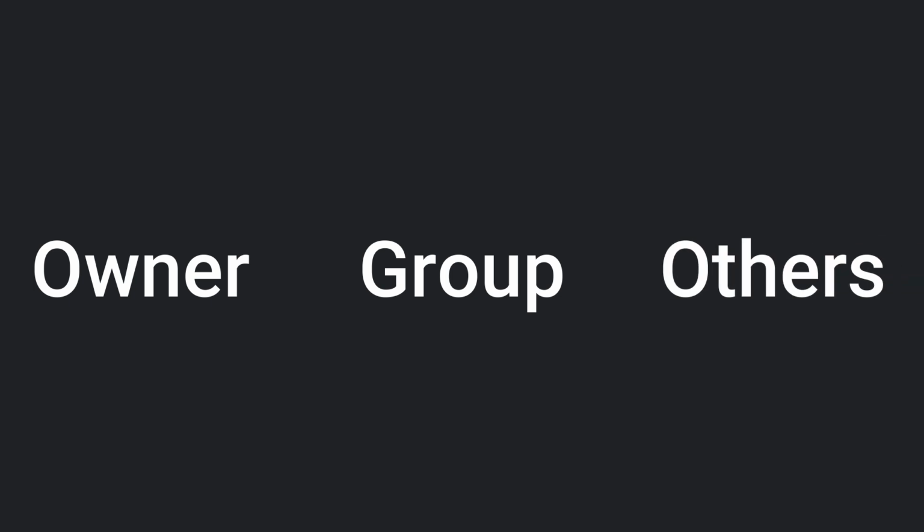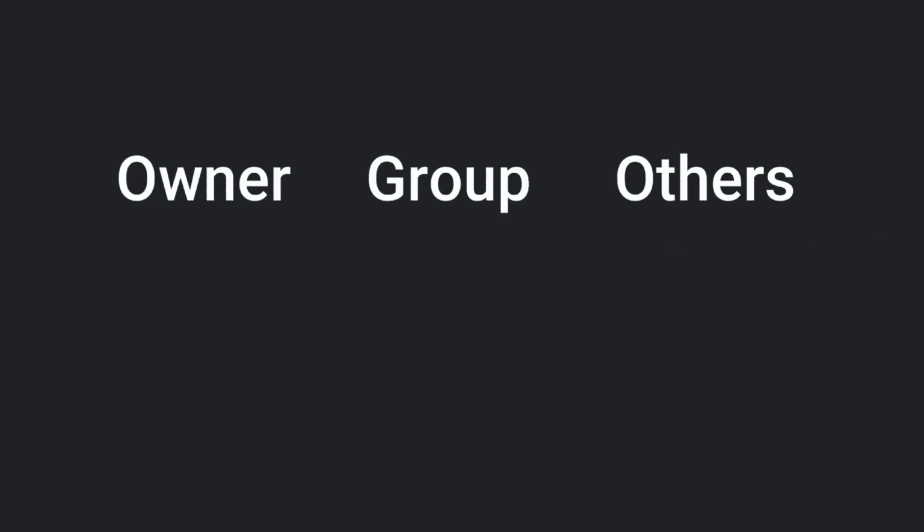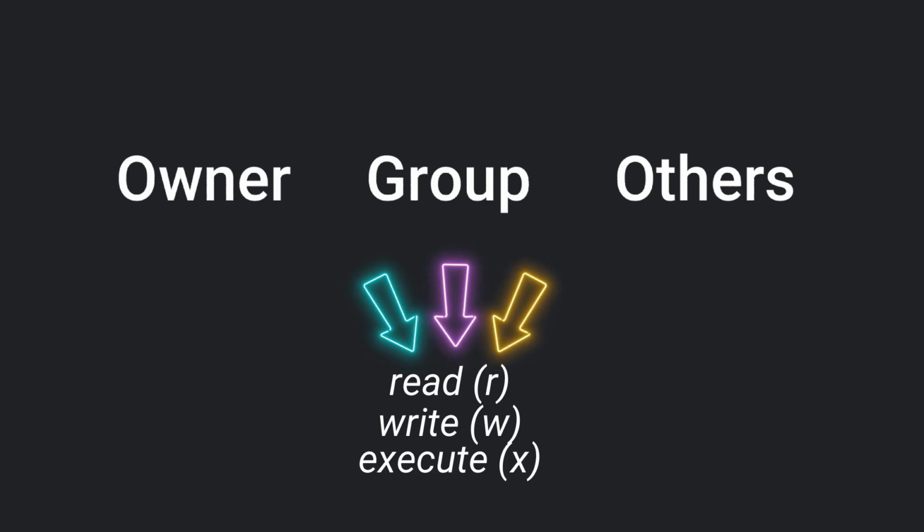Permissions are how Linux controls access. Basically, who can read, write, or execute files, and who can't. Every file or directory on your Linux system has an owner, a group, and then others, everyone else. And each of the three can have different levels of access to read, write, and execute files.